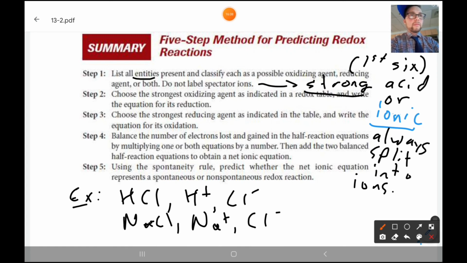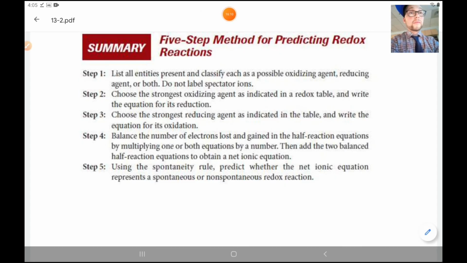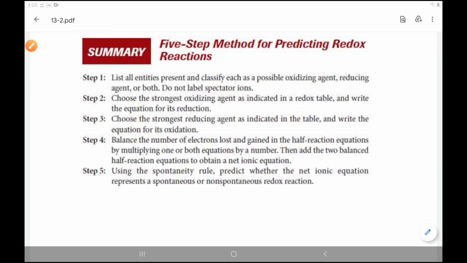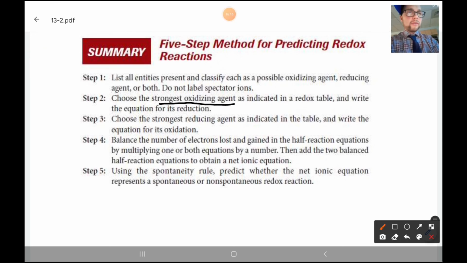Then we're going to label the strongest oxidizing agent, so that would be our SOA. That would be from the table. And then we're going to write the equation for its reduction. This is from the table, so I don't want you making up your own reactions. They're already balanced for you. So this is from the table.